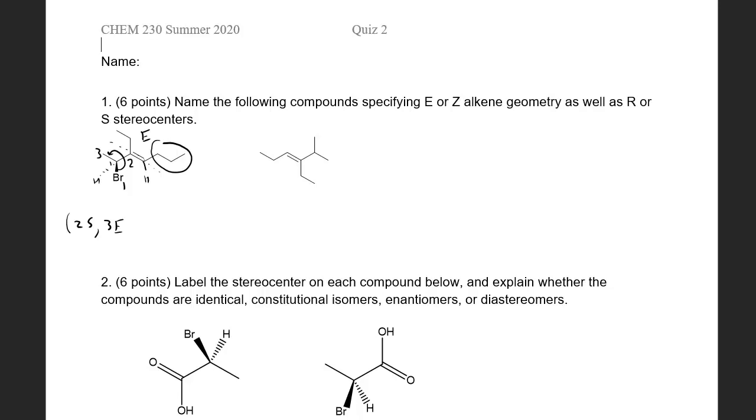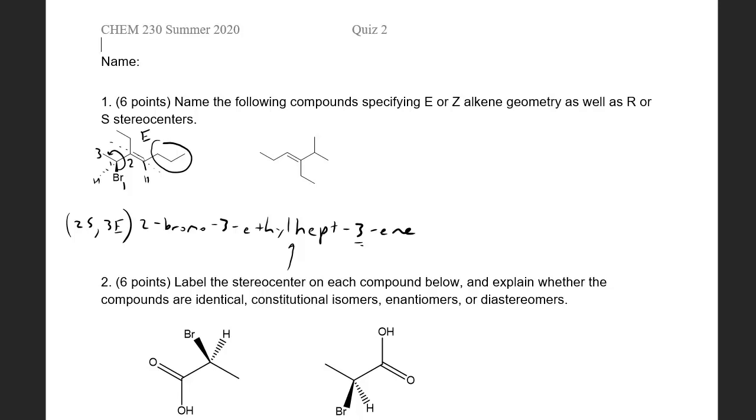3E, 2 bromo, 3 ethyl, hept 3 ene. And remember that 3 indicating the starting point of the alkene could be here, or it could be there in front of the heptene. Either one is acceptable for IUPAC naming.